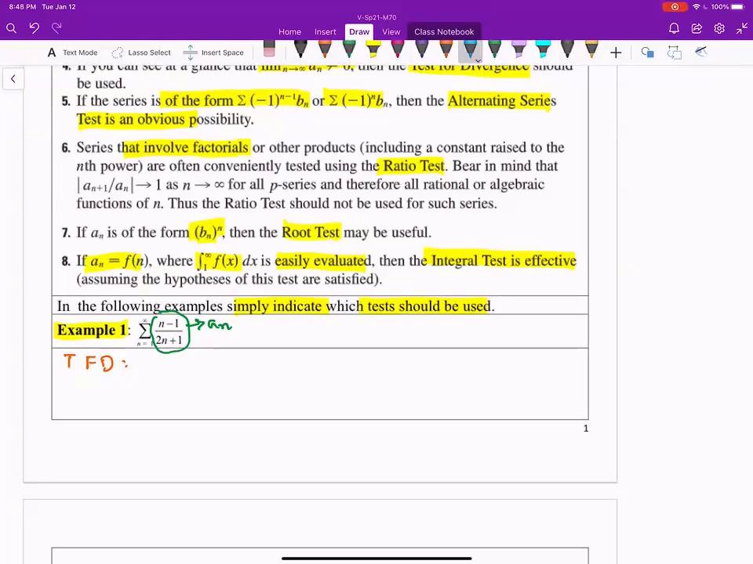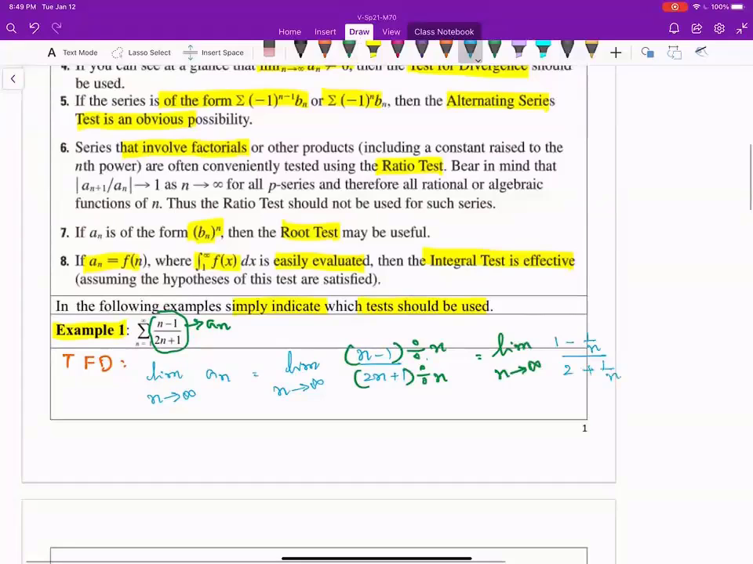So consider the limit as n approaches infinity of a_n, which is the limit as n approaches infinity of n minus 1 over 2n plus 1. Now we divide the numerator and the denominator by n. If you right away apply infinity, it will become an infinity over infinity type. So it becomes the limit as n approaches infinity of the numerator n over n, which is 1, minus 1 over n, divided by 2n over n, which is 2, plus 1 over n.